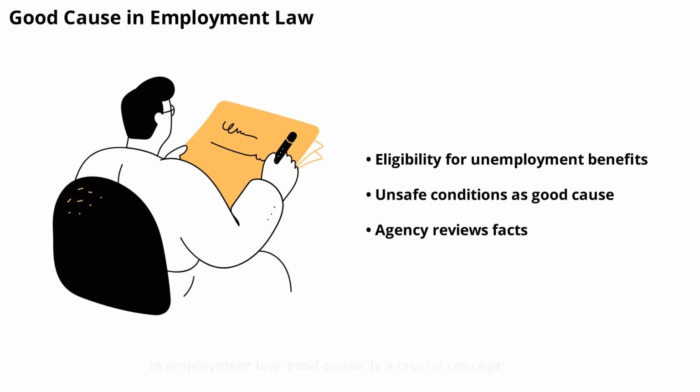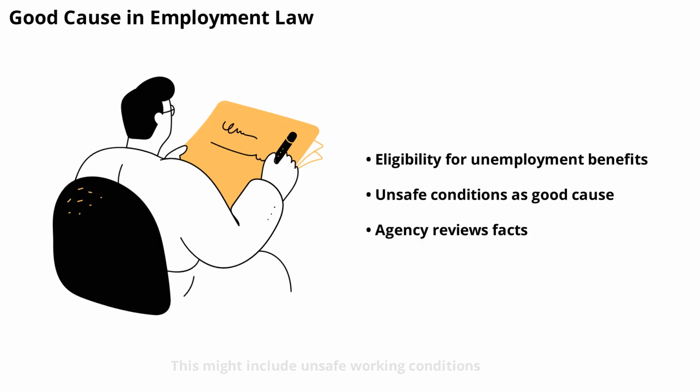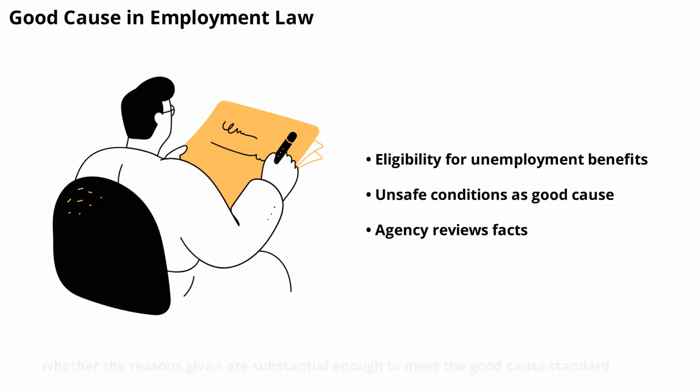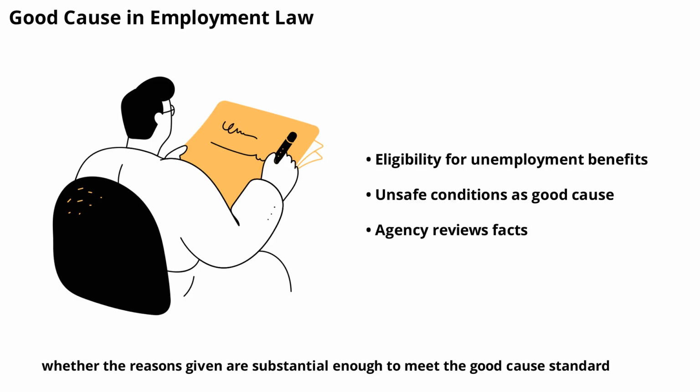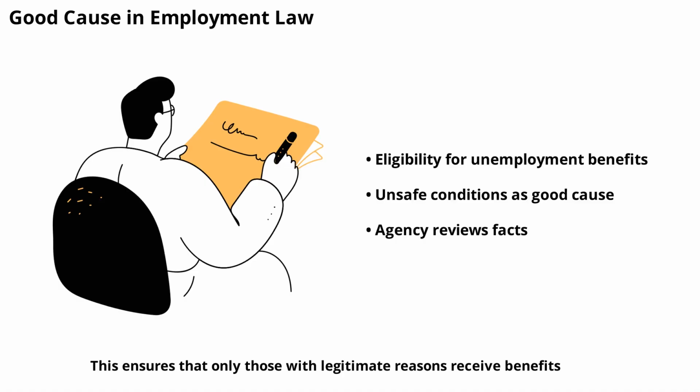In employment law, good cause is a crucial concept, especially when it comes to unemployment benefits. If an employee quits their job, they typically must demonstrate good cause to be eligible for benefits. This might include unsafe working conditions, significant changes in job duties, or harassment. The state agency reviewing the claim will look at the facts and decide whether the reasons given are substantial enough to meet the good cause standard. This ensures that only those with legitimate reasons receive benefits.